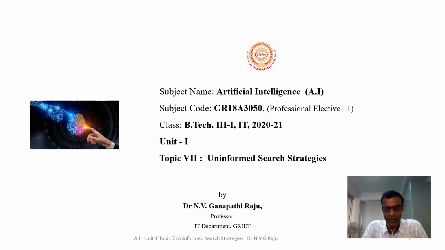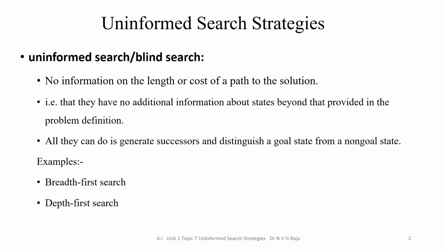Dear students, today's topic is on uninformed search strategies from unit number 1. Before going to today's topic, let us recap the previous session for 1 minute. A problem consists of 4 parts. They are initial state, set of actions, goal test function and path cost function.